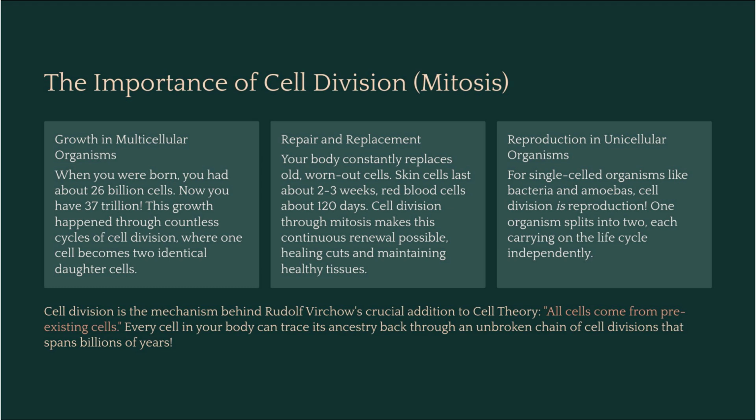The idea that all cells come from pre-existing cells is only possible thanks to cell division, primarily through a process called mitosis. Why is this so important? For a multicellular organism, mitosis is how you grow from a baby to an adult, and how you repair a cut or a broken bone. For a simple organism like a bacterium, it's how it reproduces. It's the engine that drives life and makes the cell theory complete.